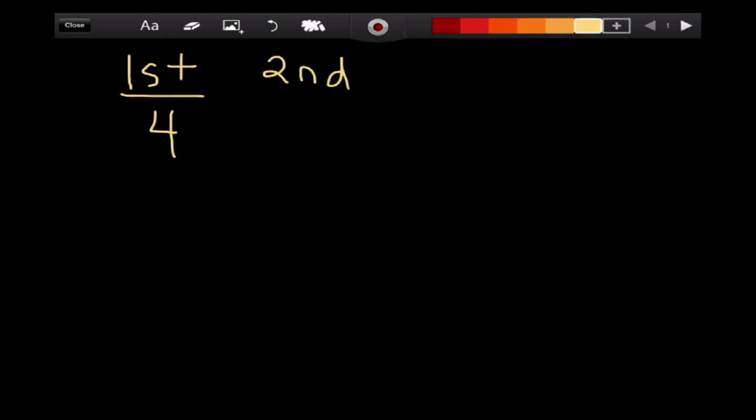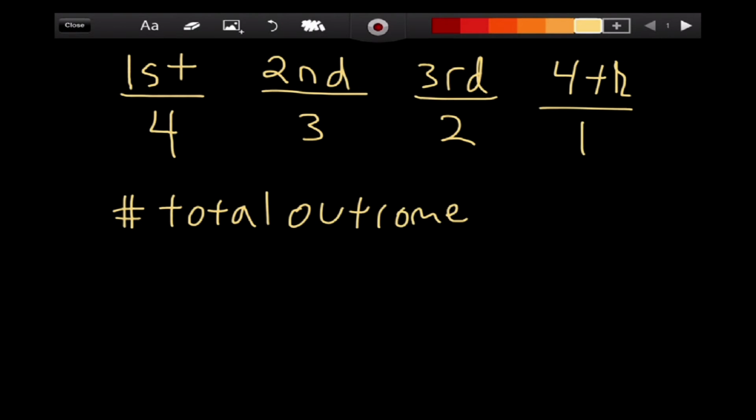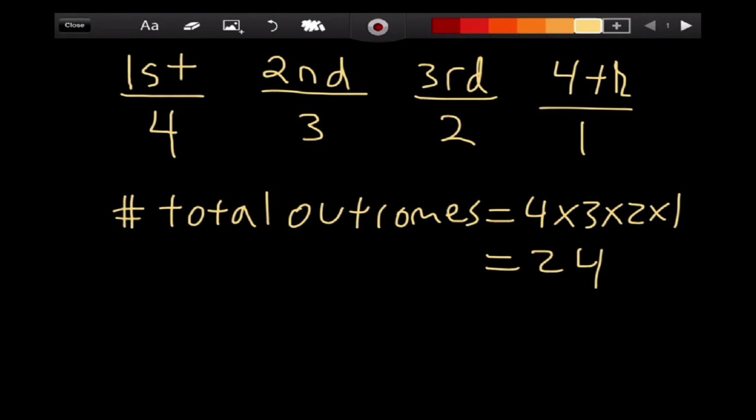But after I've chosen the first horse, there are only 3 that could come in second. For third place there are 2 left, and the fourth place is whichever horse is left. And so now the number of total possible placements or outcomes of this experiment is equal to 4 times 3 times 2 times 1. This is 24. And we can use this to ask a couple of probability questions.